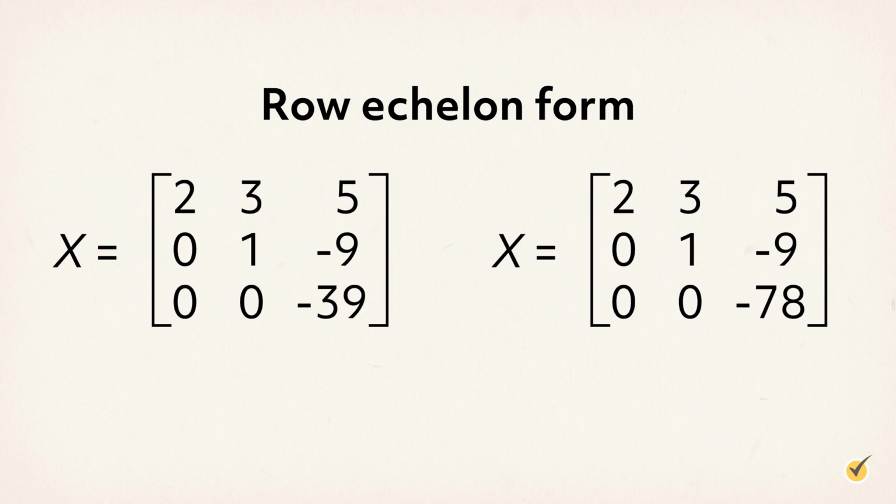If we had decided, for example, to divide row 3 by row 2, as you can see, we ended with an upper triangular matrix. The first non-zero entry in each row is to the right of the non-zero entry in the row above. In other words, the 1 is to the right of the 2, and the negative 78 is to the right of the 1.